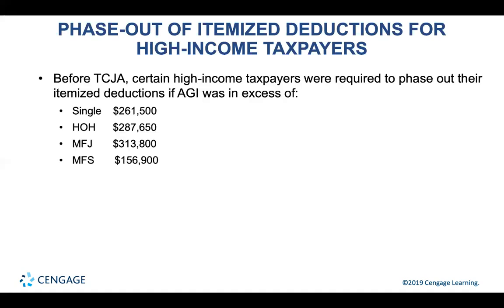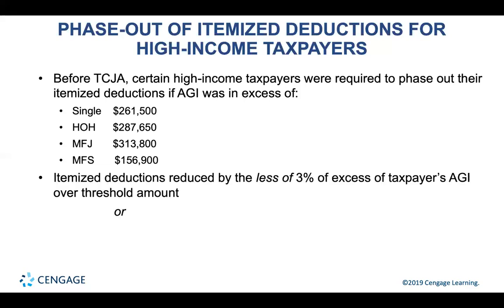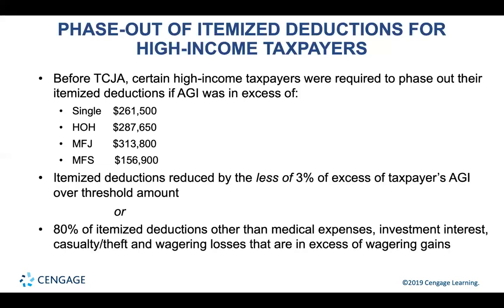Also, before the TCJA, certain high-income taxpayers were required to phase out their itemized deductions if their AGI was over a certain amount. So when you calculated somebody's Schedule A and you got down to the bottom and you got a total amount for their itemized deductions, if they were single and their AGI was over $261,500, they had a limit to the amount of itemized deductions they were allowed to take. This has since been taken out. It's been phased out.